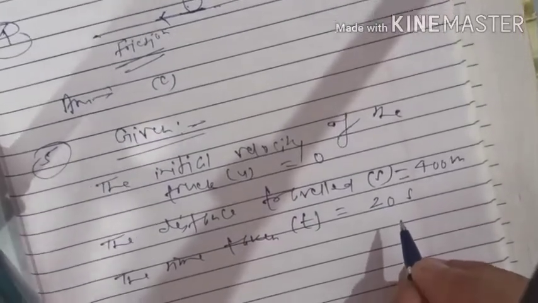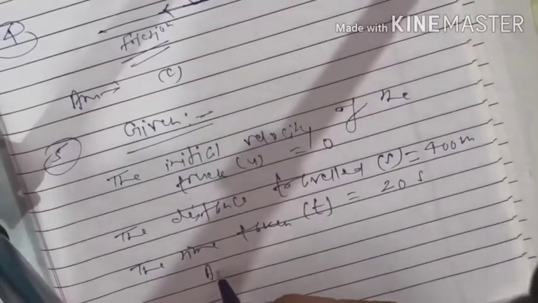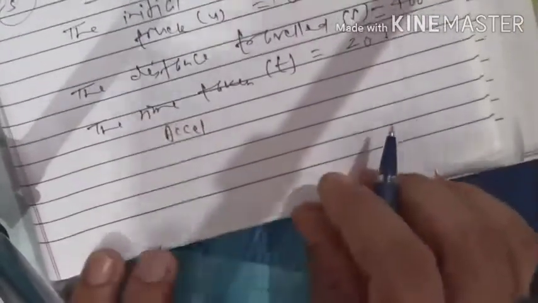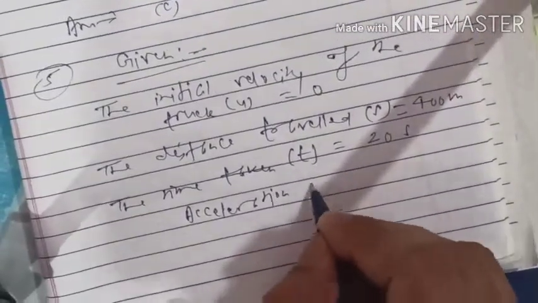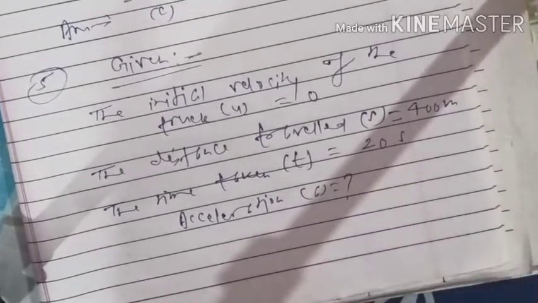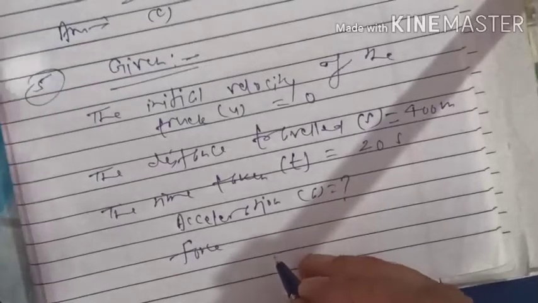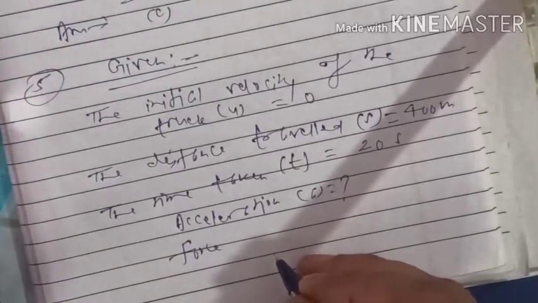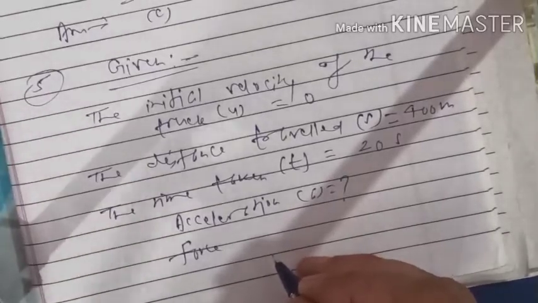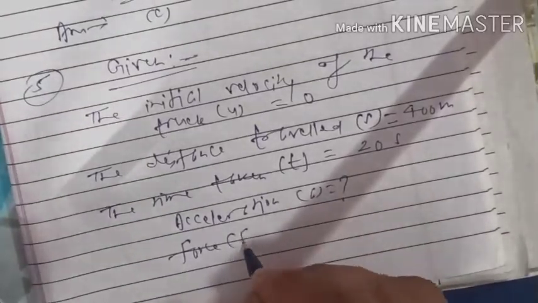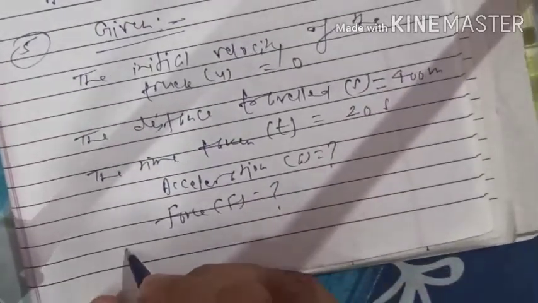Find its acceleration. Find the force. So now, acceleration a is equal to what? Force applied. How much force was applied? So first, what is acceleration? Find the force acting on it. Find its acceleration and find the force acting on it. So force F is equal to what? And mass is also given.